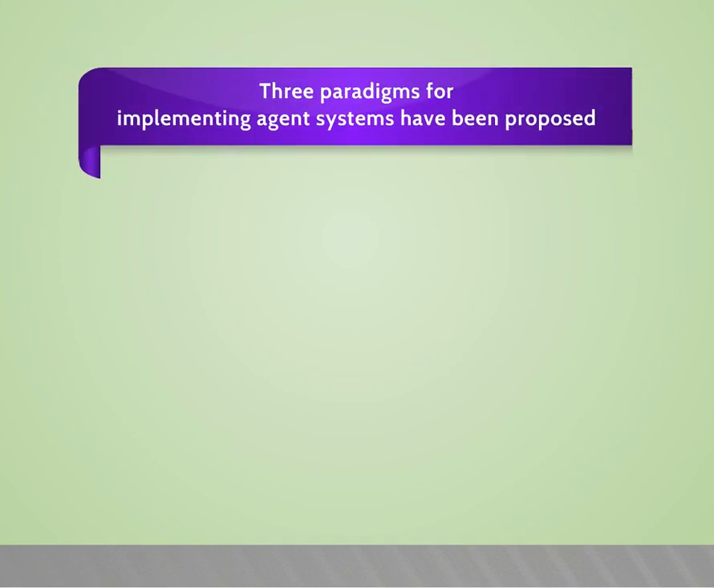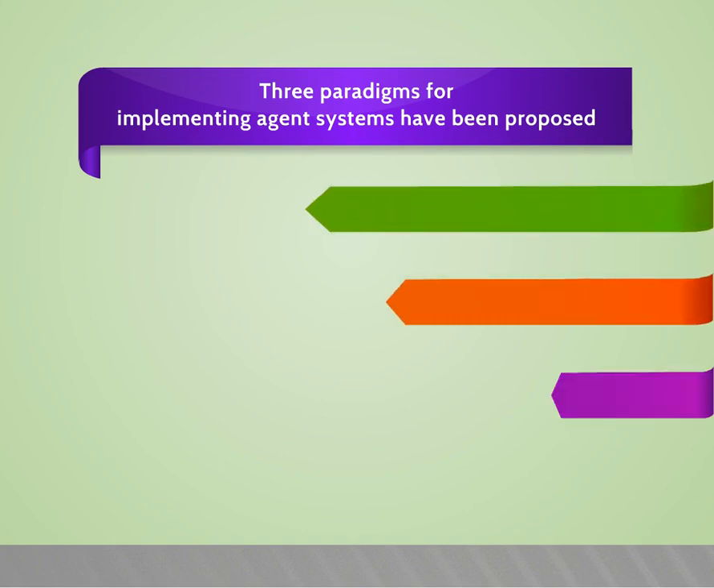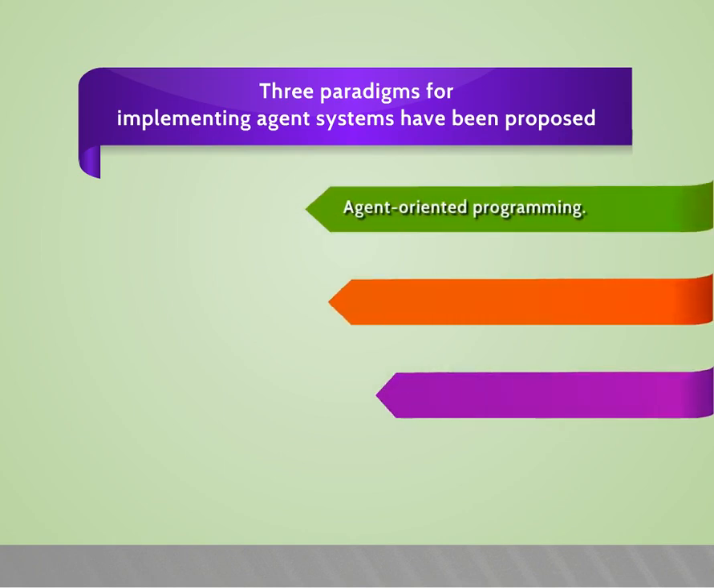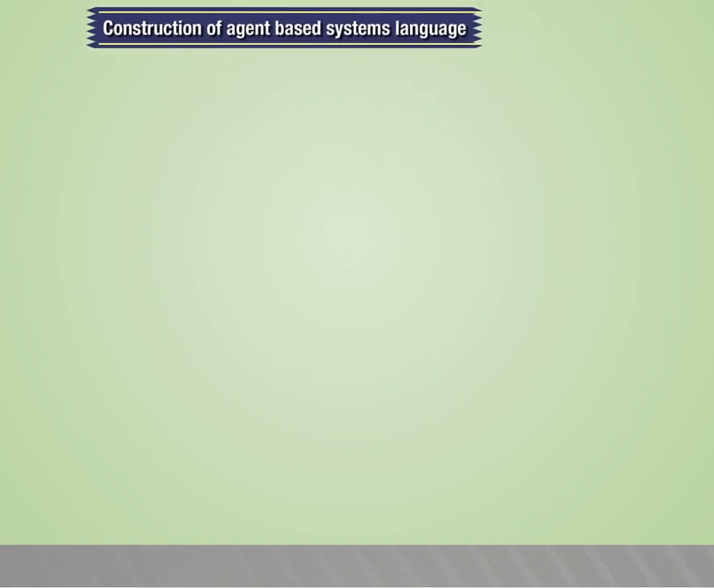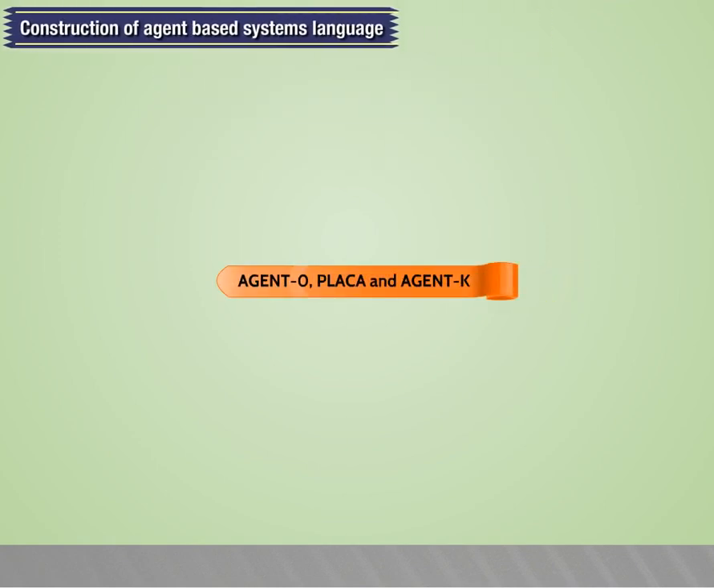Three paradigms for implementing agent systems have been proposed: agent-oriented programming, market-oriented programming, interaction-oriented programming. Construction of agent-based systems language: Agent 0, PLACA, and Agent K.